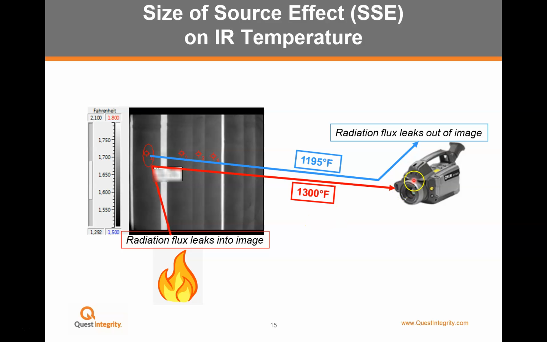Size of source effect not only affects your camera, but it affects each lens of each camera. So each camera needs to be calibrated along with each lens for that specific camera. It is, however, negligible when using a pyrometer. And that's something you could see in the field when you measure your temperature with a pyrometer versus with an infrared camera at that same location. You could see a significant difference, and that difference is due to the size of source effect.